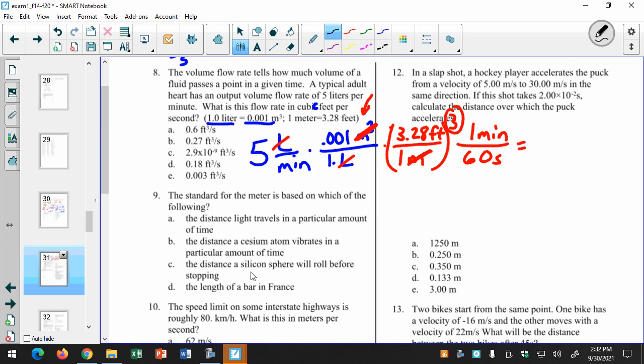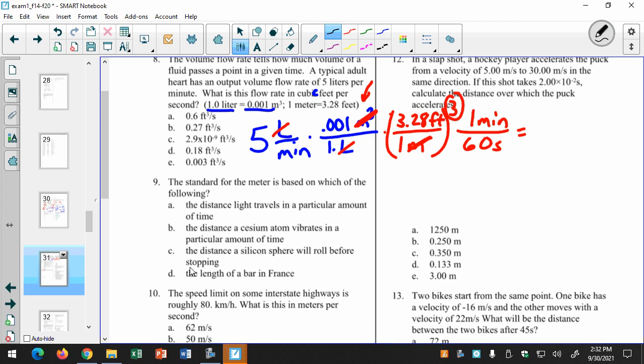Conversion, you'll need to know your standards. Make sure that you're familiar with the standards in such a way that you can even spot incorrect standards. Like the standard for the meter is based on the distance that light travels, but notice that some of these others are similar, like B is the standard for time, the frequency of a cesium atom, but here it's applied to a meter, and so it might confuse you if you're not real clear on what those standards are.